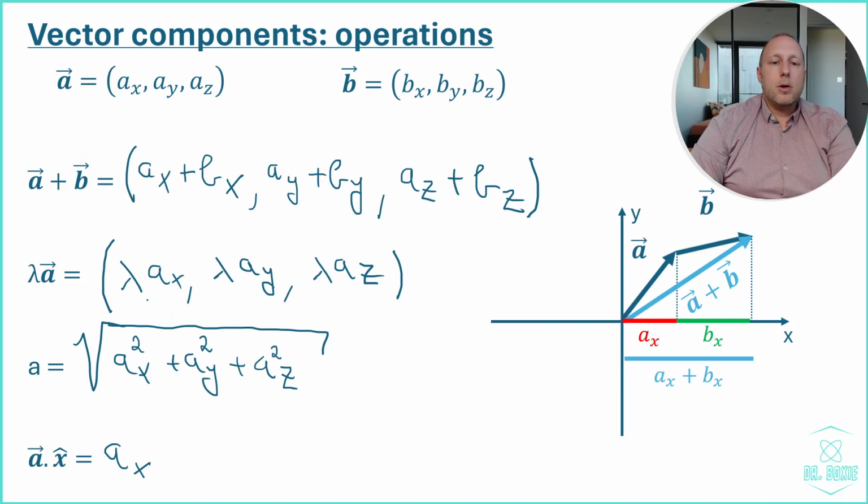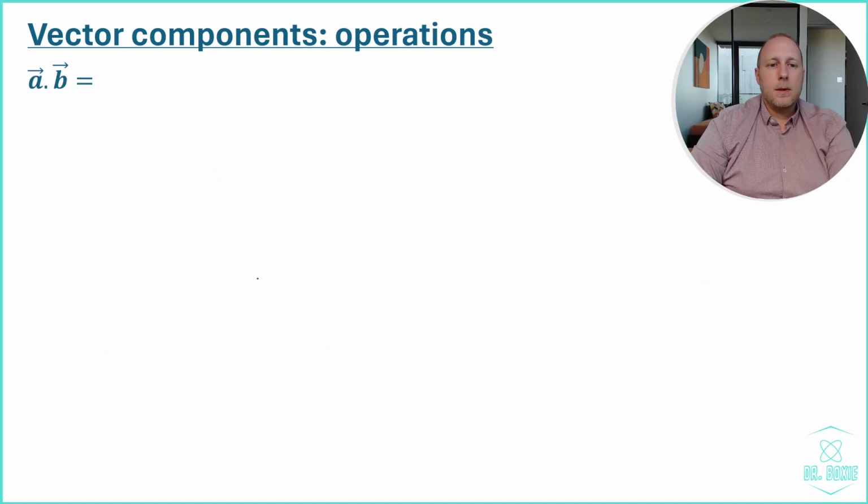These are the expressions for the operations using the components: the sum, the multiplication with a scalar, and the magnitude. But what about the two kinds of multiplication, the dot product and the cross product? How do we find an expression for A dot B using the components of A and B?